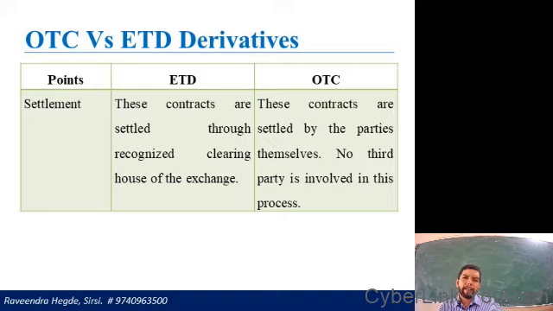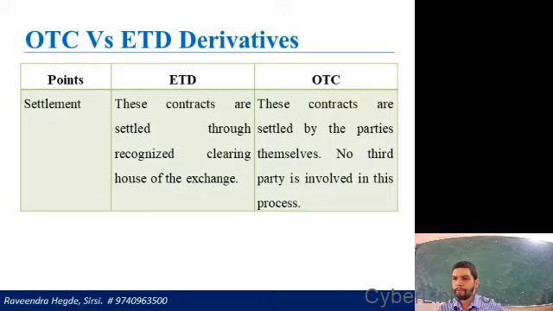Next, about the settlement. In ETD, the contracts are settled through a recognized clearing house of the exchange, and in OTC, the contracts are settled by the parties themselves. No third party is involved in this process, dear friends. These contracts are settled by the parties themselves, and in ETD the contracts are settled through a recognized clearing house of the exchange.